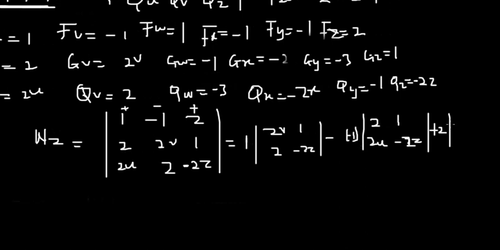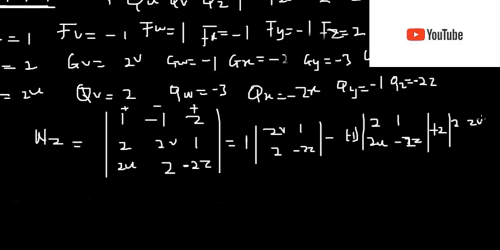So we take 2v, and then 2u, 2. Okay, 2u and 2. Now let's proceed from here. So we have 1, still 1 out. So we have 2v minus 2v.